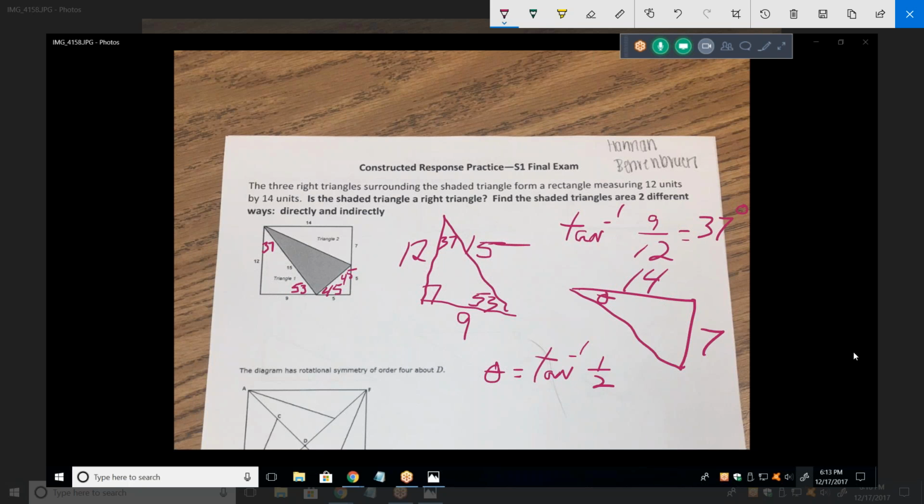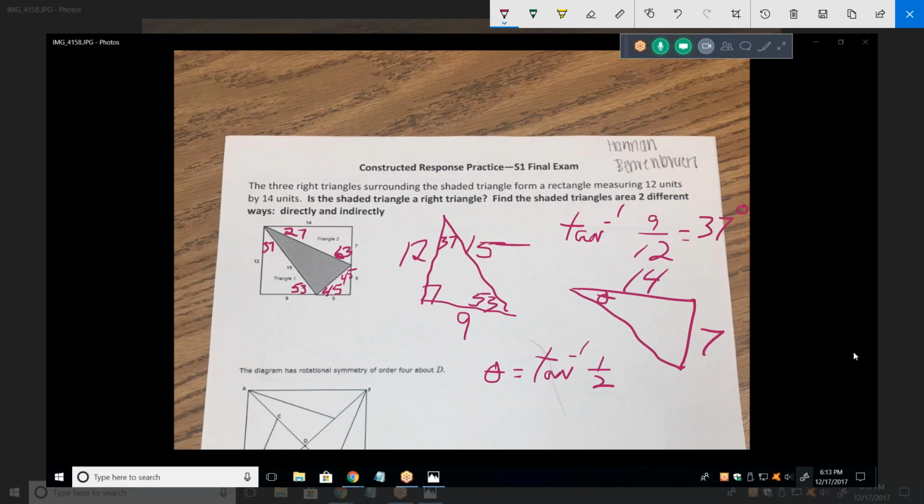I can't believe they didn't at least put a 30-60 triangle in this mix. Okay, 26 or 27 degrees. That's 27 right there, which makes this one what? The other acute angle in triangle 2, what is it? If that's 27, 63. Okay.